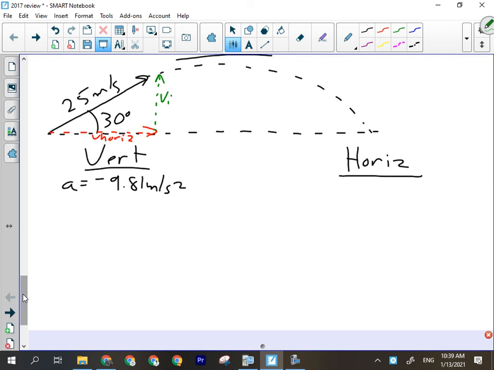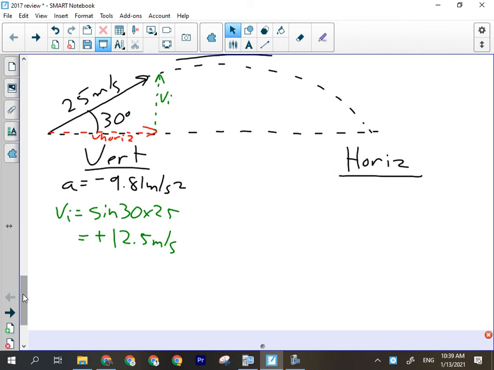So I'm going to calculate first Vi. Vi is the opposite side to this angle. To calculate that, I'm going to go sine of 30 degrees times 25. And I'm going to get that Vi is positive 12.5 meters per second, or 12.5 meters per second up.